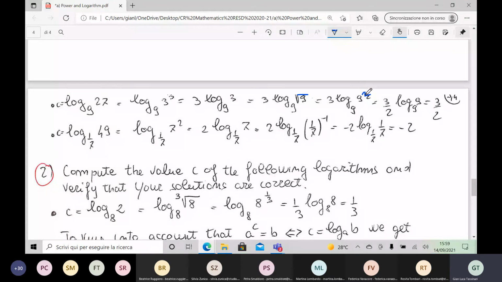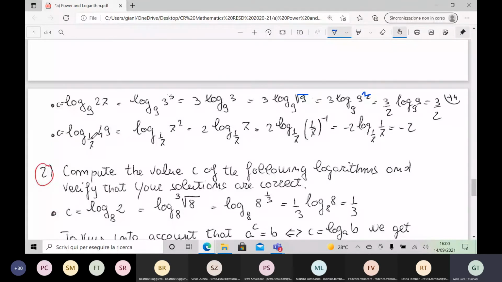Then put 1 over 2 in front of the logarithm. So 3 times 1 over 2 is 3 over 2. Logarithm with basis 9 of 9 is again 1. So the result is 3 over 2. We do the last one of this type.